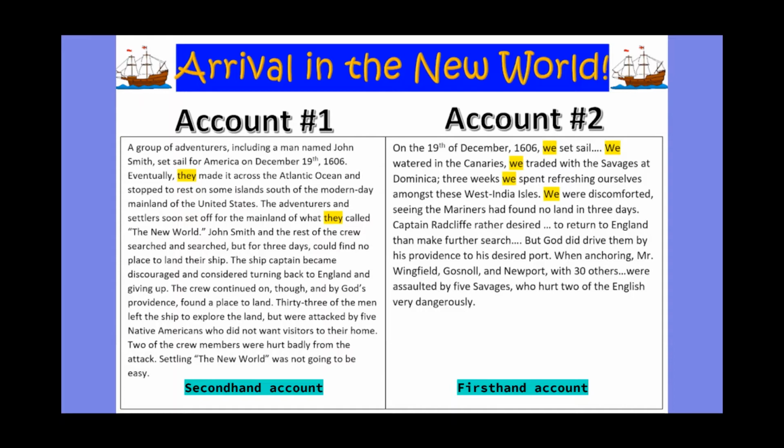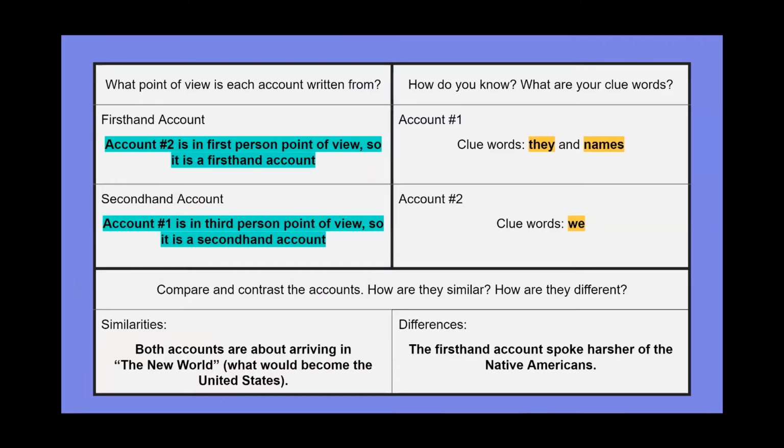And "we" is a clue word for first-person point of view, which is a first-hand account. All right. So if you want to hit pause and finish filling out your graphic organizer, go ahead and do that now. All right, so let's look at our graphic organizer. Here is my graphic organizer that I filled out.